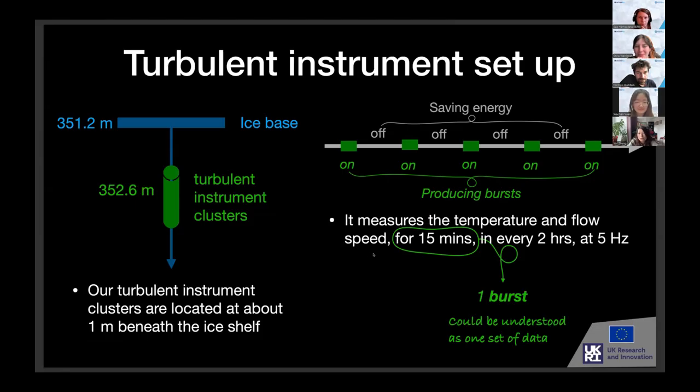And we allow our turbulence instrument cluster to run in an on and off setting. So it's the same as what Stina just mentioned, the burst setting, that it will be turned on for 15 minutes in every 2 hours to save the energy when it's off, and also to take the burst measurement when it's on. So one 15-minute measurement will make one burst. So one burst then could be understood as one set of data of the velocity and also the temperature measurements.